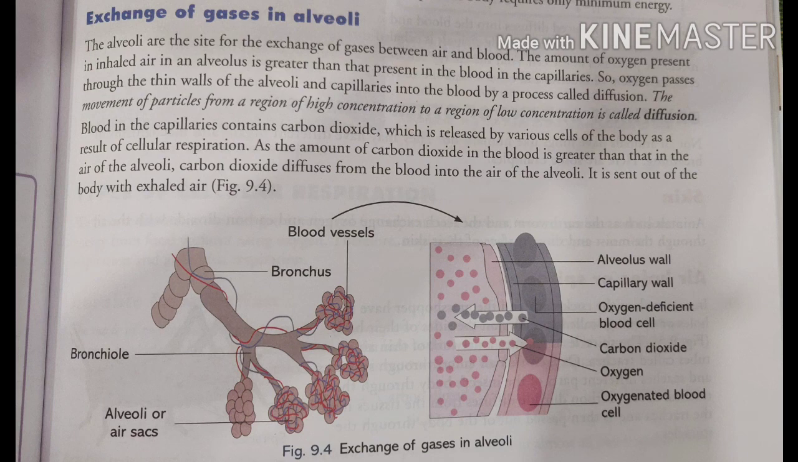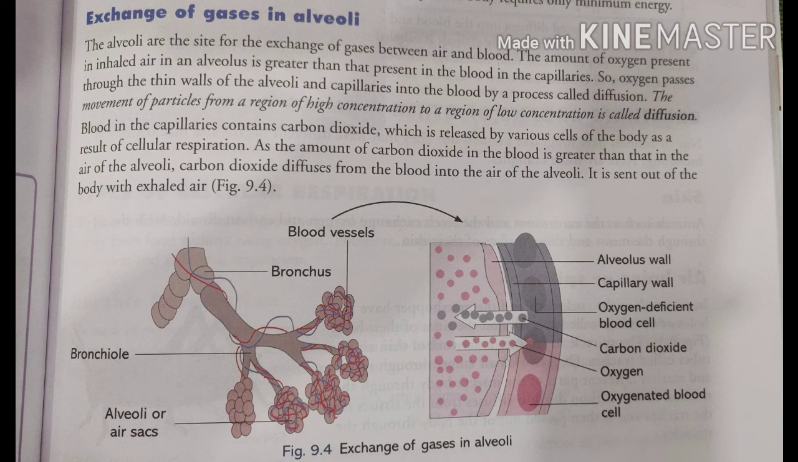The blood inside the capillaries contains carbon dioxide, which is released by the various cells of the body as a result of cellular respiration. And as the amount of carbon dioxide in the blood is greater than that in the air of the alveoli, carbon dioxide diffuses from blood into the air of the alveoli. So it is sent back out of the body with exhaled air.